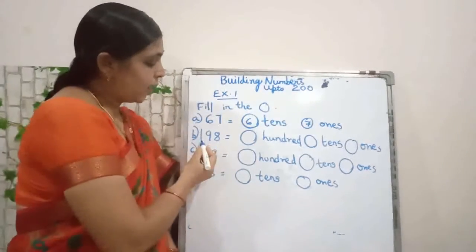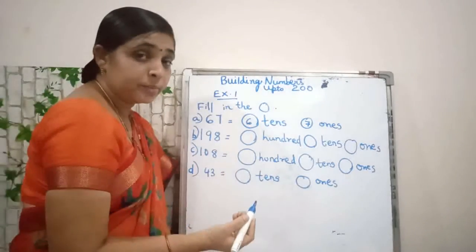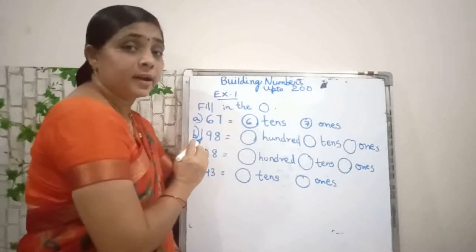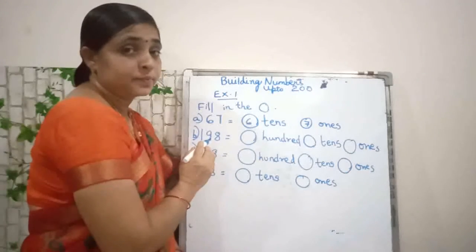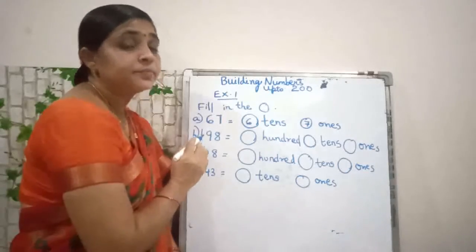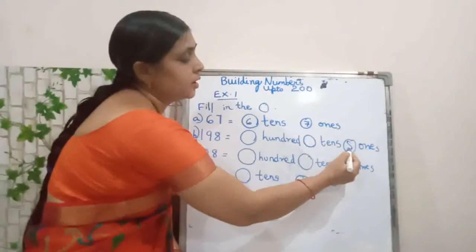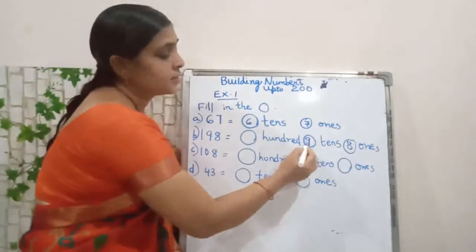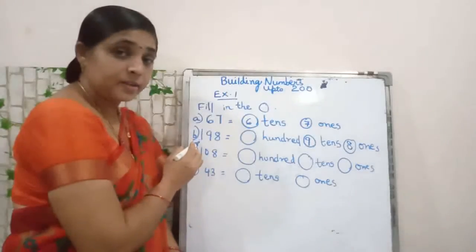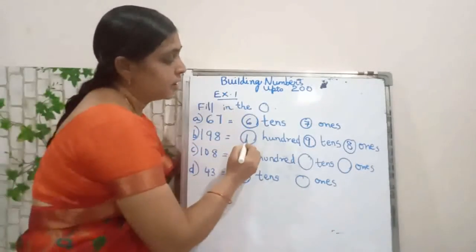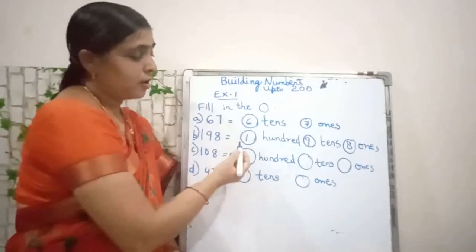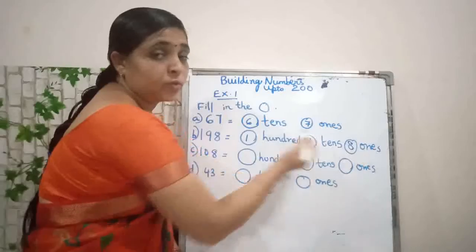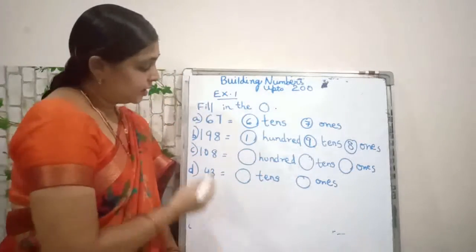Next one. 1, 9, 8. How will you tell the number? 198. So here how many ones are there? 8 ones. Write down 8 ones. How many tens are there? 9 tens. And how many hundreds are there? 100. So write down 100. So how will you say it? 100, 9 tens, 8 ones. 198.